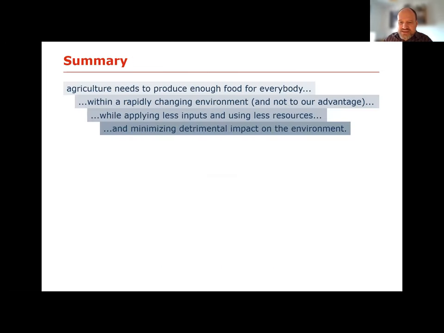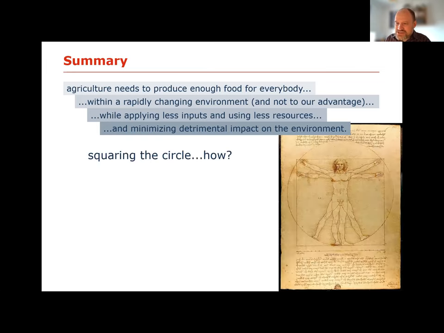And if you look at this in a summary, in the end, well, agriculture needs to produce enough food for everybody. And this within a rapidly changing environment. And unfortunately, this environment is not changing towards our advantage, but rather the opposite. And at the same time, farmers are to apply less inputs, using less resources to really minimize the detrimental impact on the environment. And if you think about it from the economics perspective, in the end, this means producing more output with less input, well, which in principle is kind of squaring the circle. And the question is how we can achieve this.